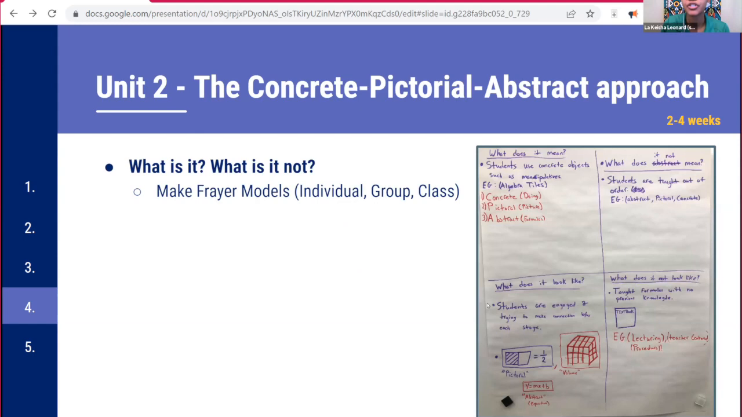In Unit 2, the concrete pictorial abstract approach, we talk about what is it not? And so we do Frayer models for this after reading several articles. So if you're curious about what that is, concrete is the doing with your hands, pictorial is them drawing it as a picture, and then the abstract is where the formulas come in. And so it's really so cool. Like I have several Frayer models that we do in class. It's like in small groups.